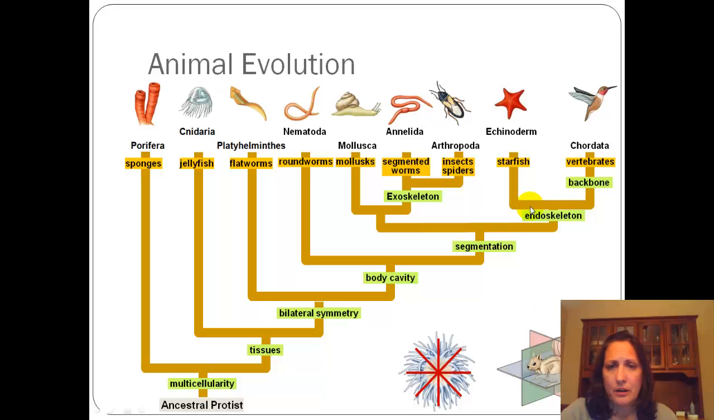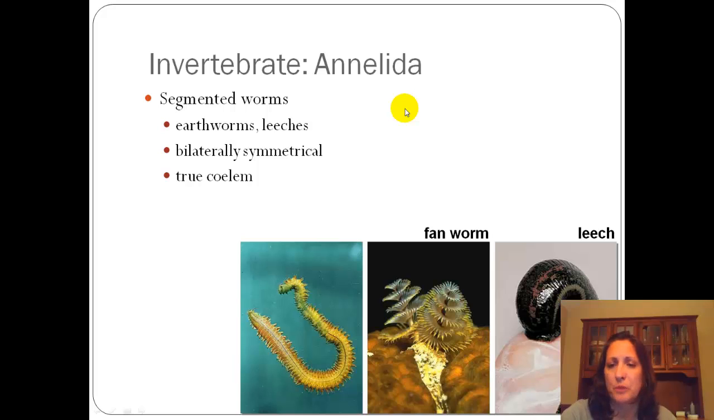Okay. Our next stop is at the annelids. So these guys are the segmented worms. And so if you think of earthworms and leeches, that's this group. And so these guys, you can see here a leech, and it has segmentation, and these guys have all the body systems. They have a body cavity, a true body cavity.